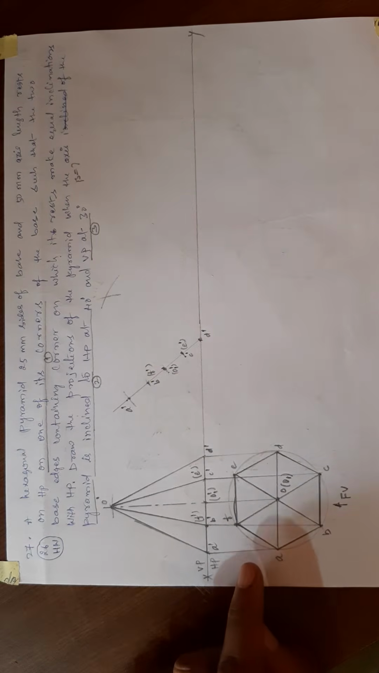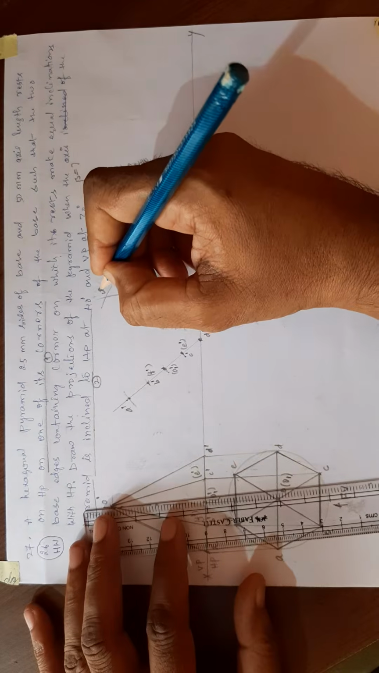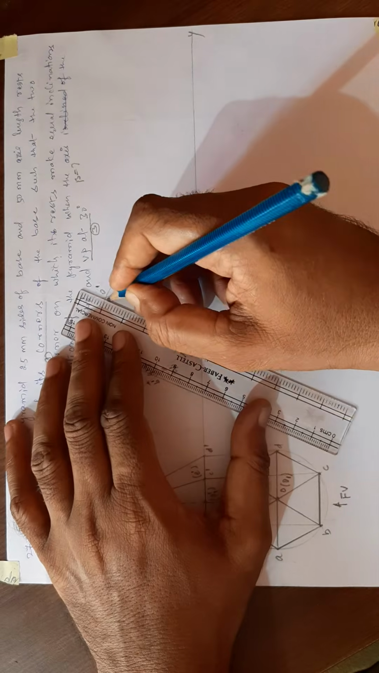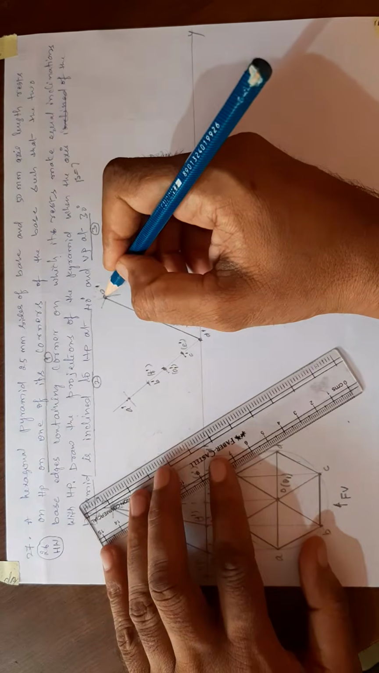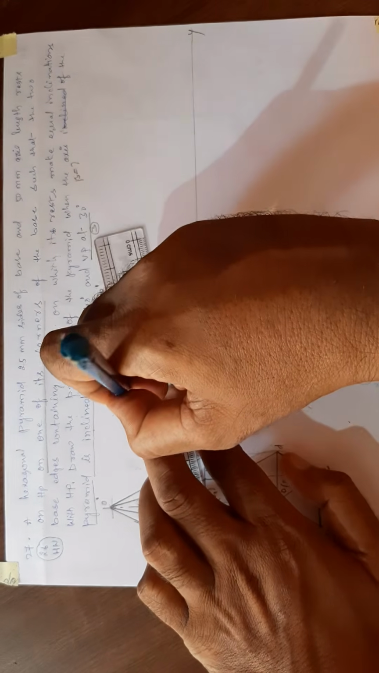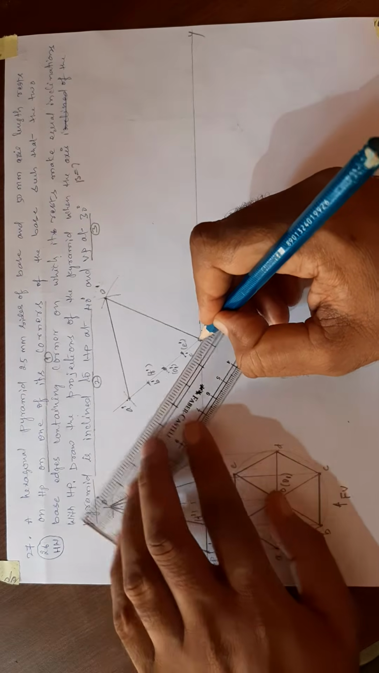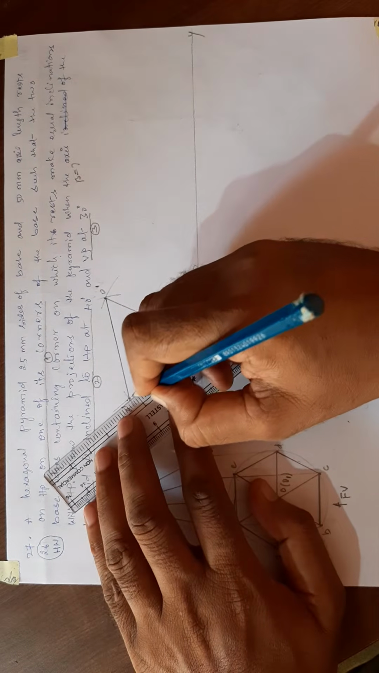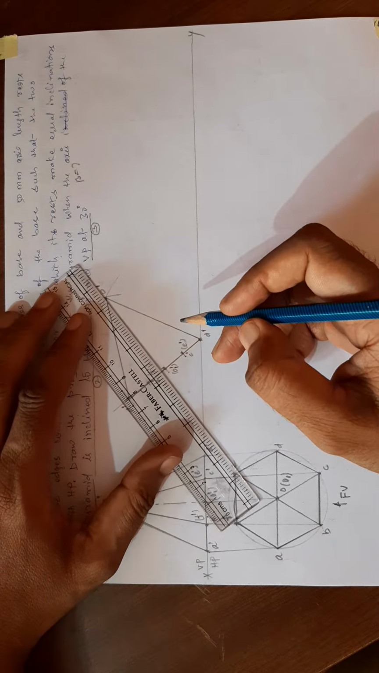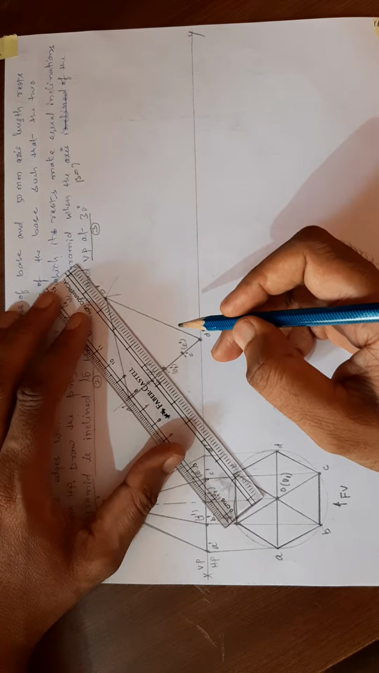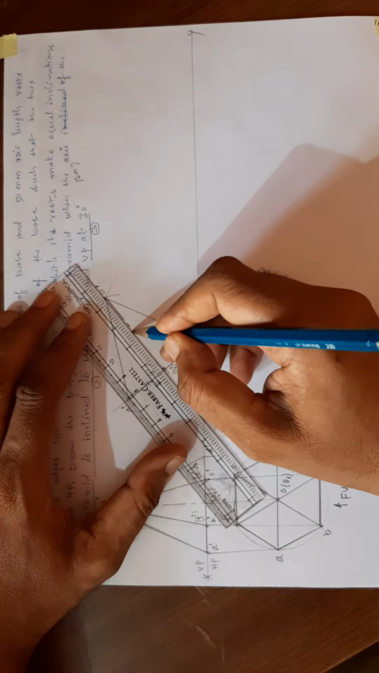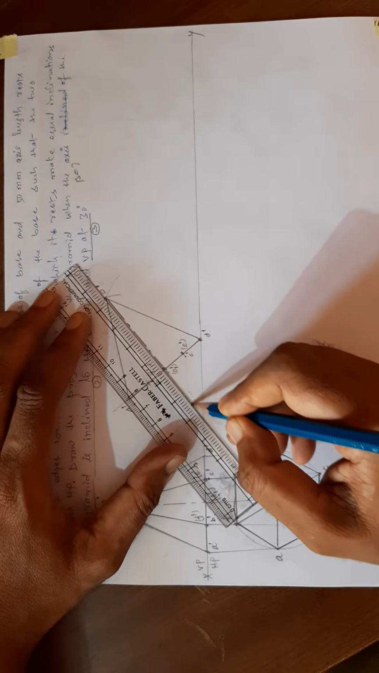Now join all the points. A dash, now this point is O dash. So join A dash to O dash, and make it thick. Then the axis O dash O1 dash. This is the axis, so draw a long thin chain line and extend it to cut the xy line.